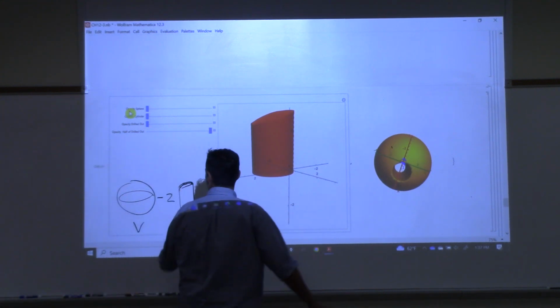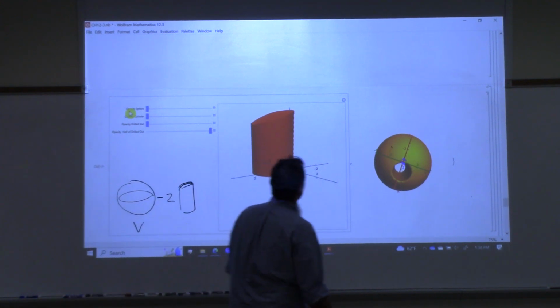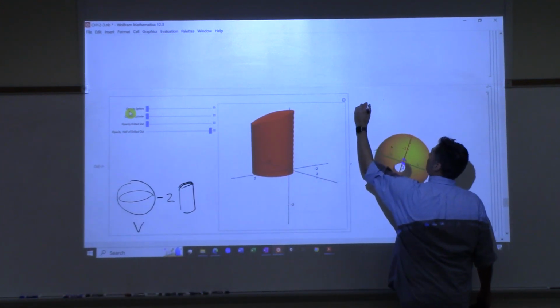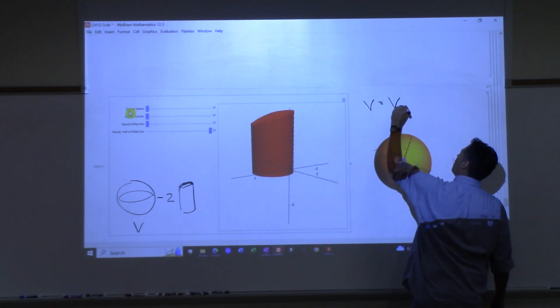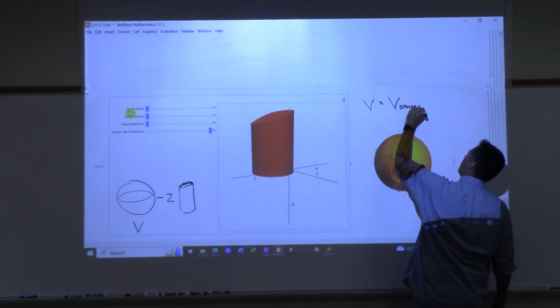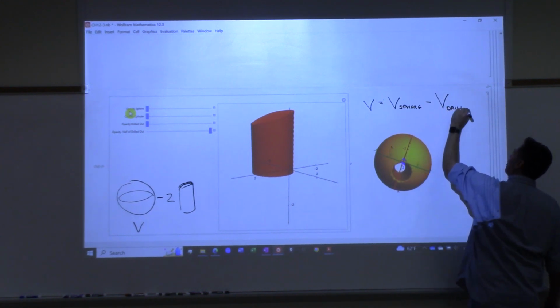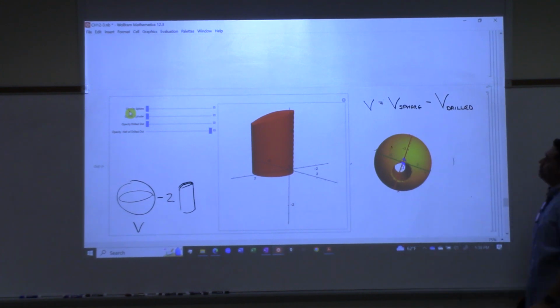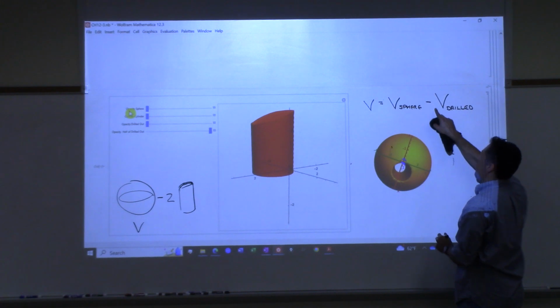So starting with that first picture here, the volume we're looking for is the volume of the sphere minus the volume of the drilled out part. I'm just going to put volume of the drilled, all right? Do you want me to put the 2 here? No, I'm just going to leave it as drilled.